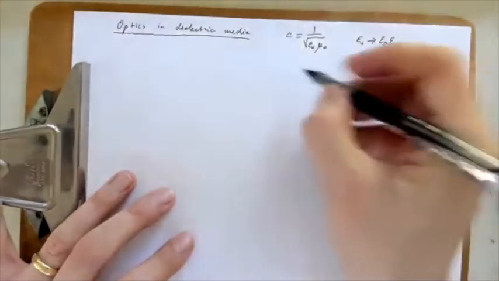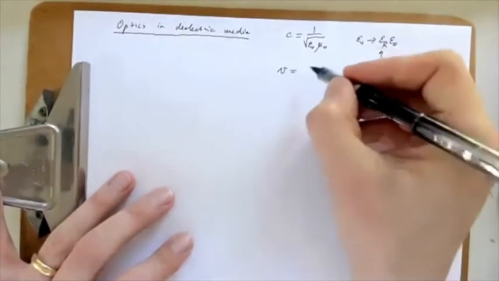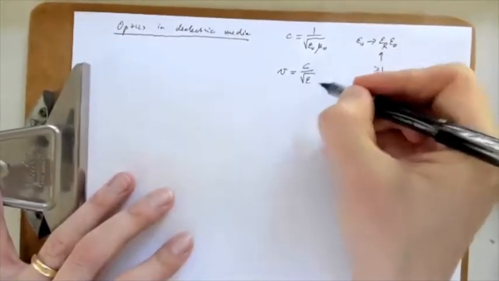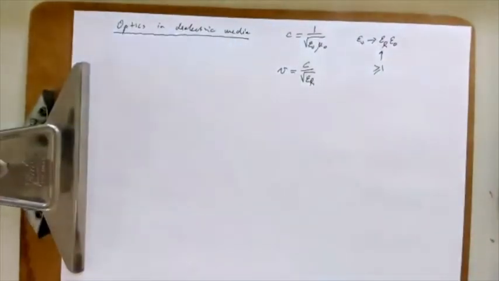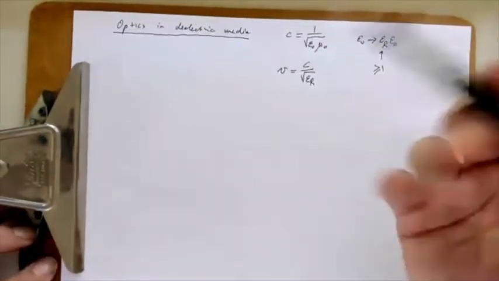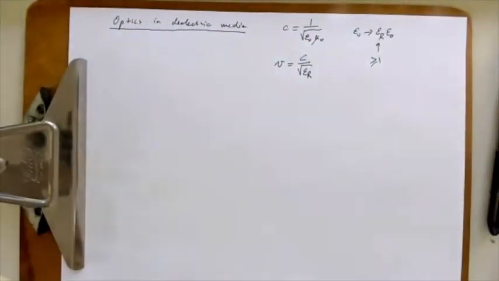And then as a result, you get some kind of a v, which is going to be c divided by the square root of epsilon r. All right, so all it does is slow things down a little bit. So what does that mean in practice? Well, let me make some drawings.